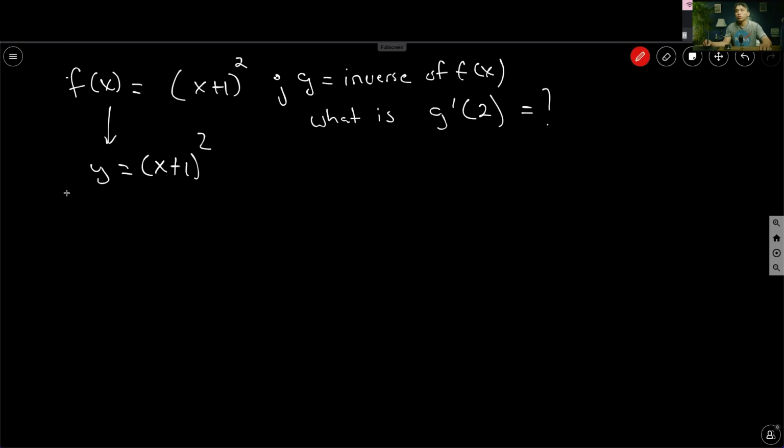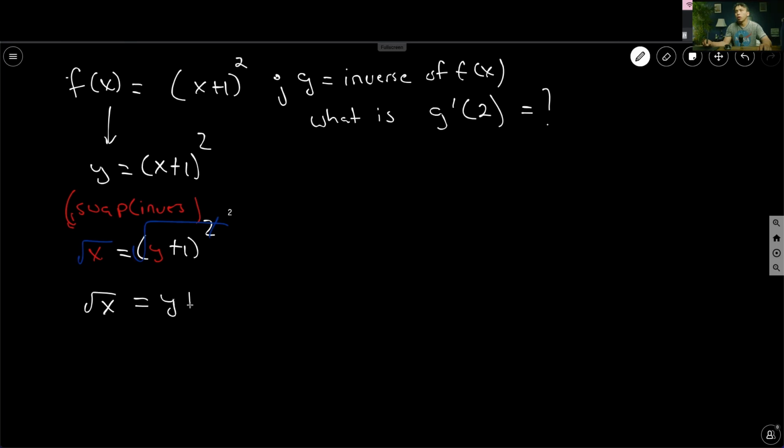And then when we do inverse, we are pretty much swapping the letters. So we're swapping x and y. So the inverse function now, with the letter swap, is x is equal to y plus 1 squared. And then again, get y by itself. So we need to get rid of the power of 2 by taking the square root of both sides. The square root and the 2 cancel out. So now you have the square root of x is equal to y plus 1. And then get y by itself by subtracting 1. So then you have square root of x minus 1 is equal to y.